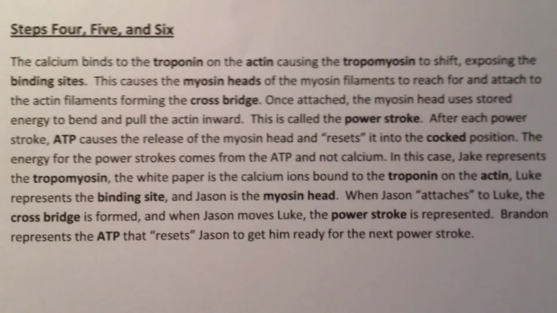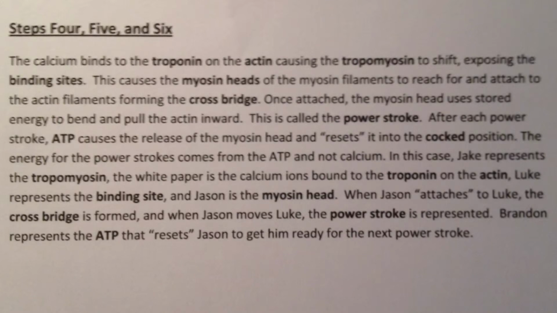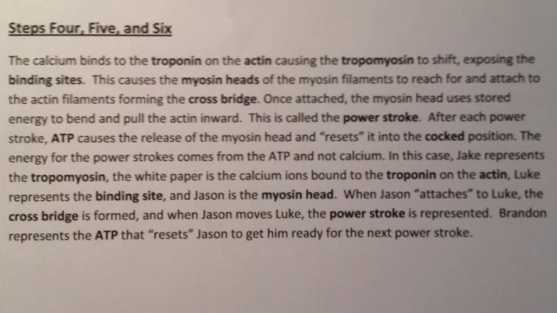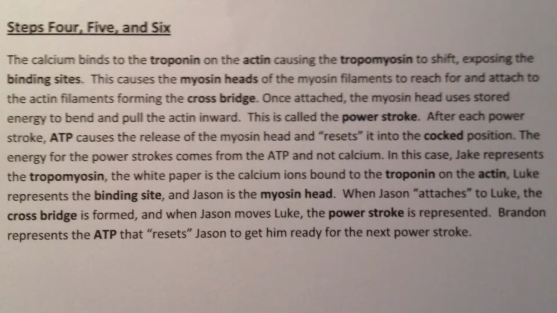In this case, Jake represents the tropomyosin, the white paper is the calcium ions bound to the troponin on the actin, Luke represents the binding site, and Jason is the myosin head. When Jason attaches to Luke, the cross bridge is formed, and when Jason moves Luke, the power stroke is represented. Brandon represents the ATP that resets Jason to get him ready for the next power stroke.